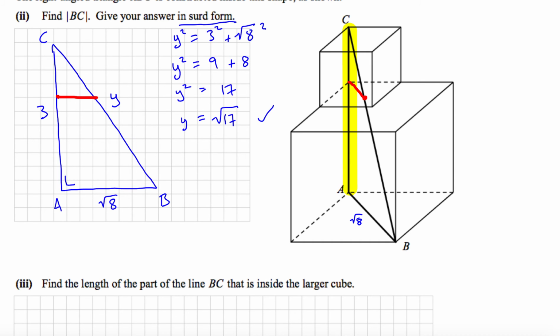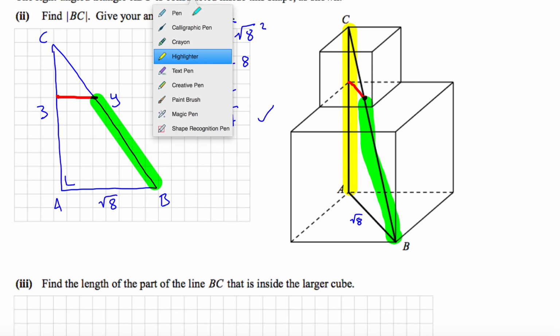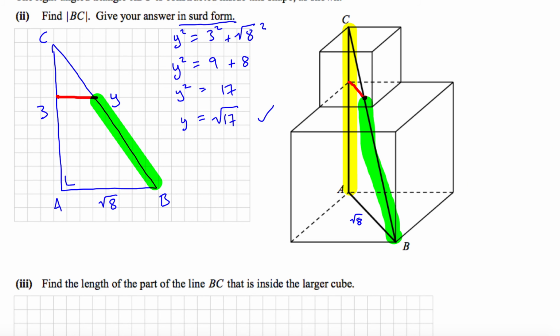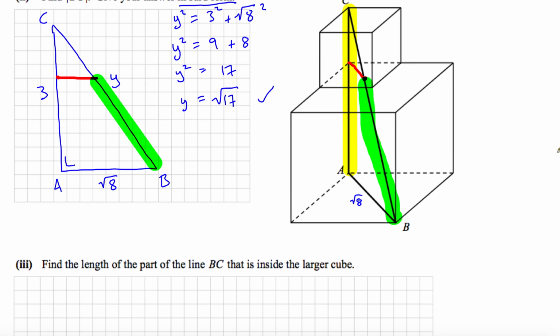the length of the part of the line BC that's inside the larger cube. In other words, we want to know this length here, which on the 3D diagram would be this one there. Okay, so that's what we're really looking for. So, how do we work this out? Well, if we look, I'm going to redraw this down here now. Well, actually I won't, I'll just do it up here. So we know that this length up here is 3.